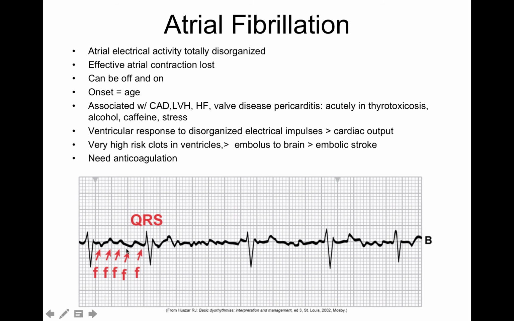And so with atrial fibrillation, normal, we have a heart rate of 60 to 100. You may have heard of the term AFib with RVR. What RVR stands for is rapid ventricular response. That is an atrial fibrillation rhythm that is over 100 beats per minute. And so that is AFib with RVR.